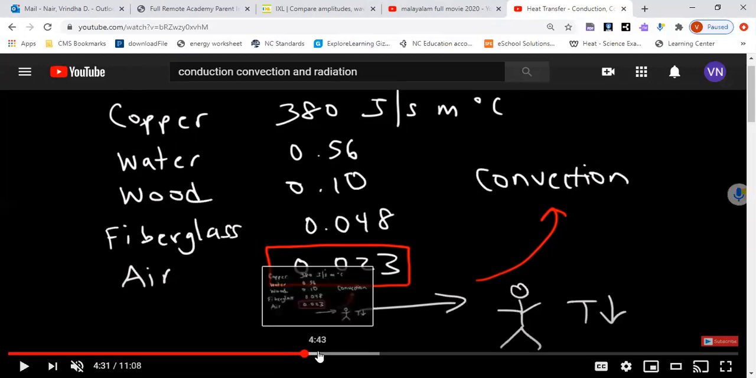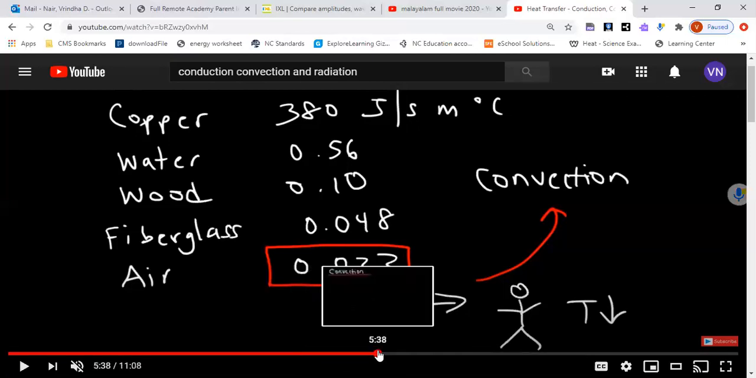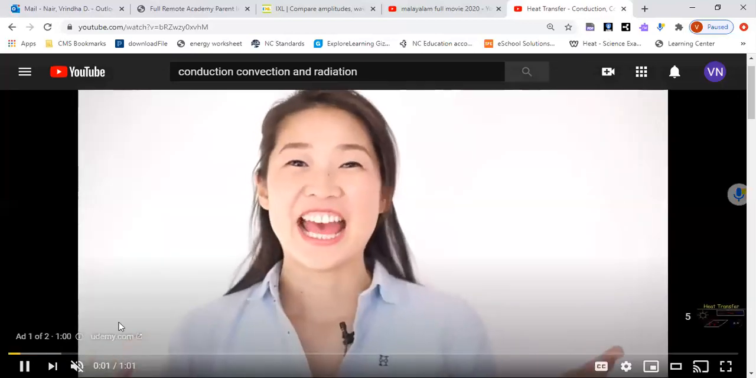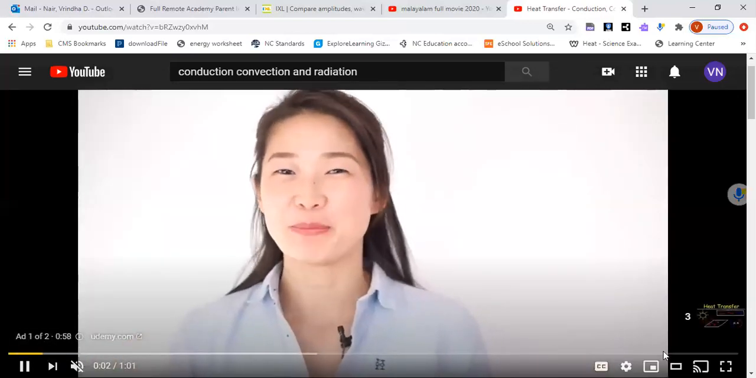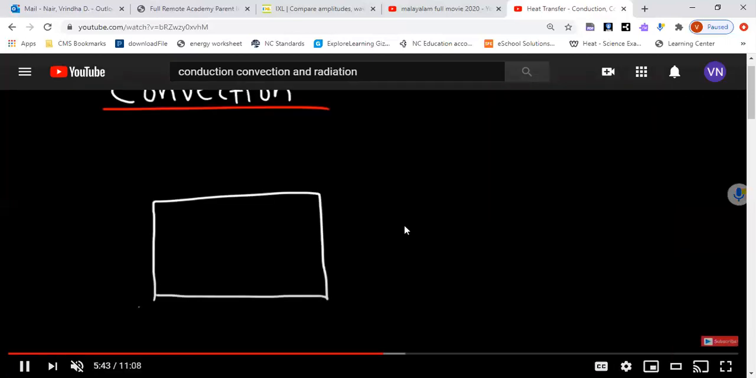And now you have one more, which is the radiation. Okay, there's an ad. Let's just finish skipping the ad first. Okay, we skip the ad.